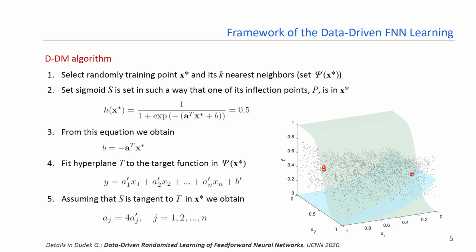In the next step, we fit the hyperplane T to the target function in the neighborhood C. Assuming that sigmoid S is tangent to this hyperplane, we obtain the weights deciding on the sigmoid slopes. The resulting sigmoid reflects the target function slopes around the point x asterisk. Similarly, we set the other m sigmoids.